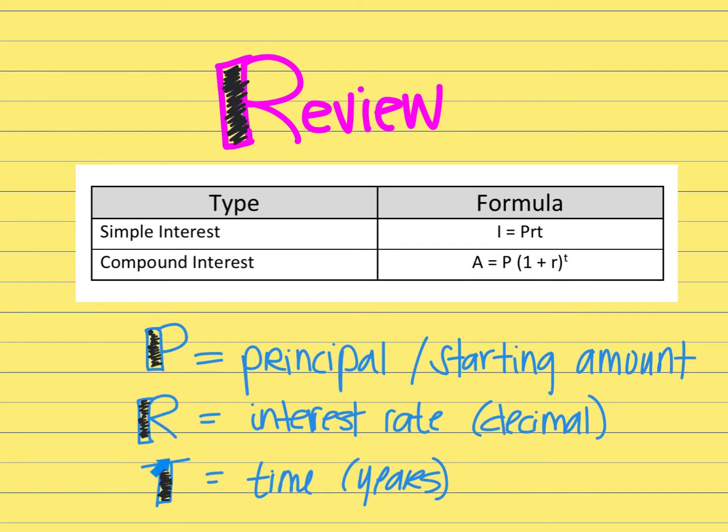So the things they have in common, P stands for principal or your starting amount in both situations. R stands for your interest rate, and we need to be expressing it in decimal form only, not in percentage. Then T stands for the amount of time, and it has to be expressed in years. The other two things, the letter I stands for interest and the letter A stands for total amount or final amount of money in the account.